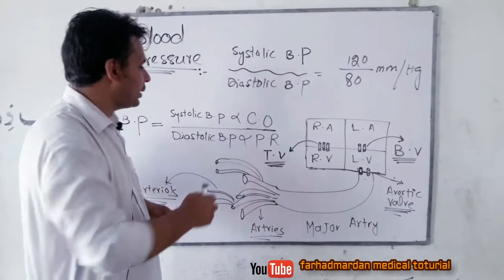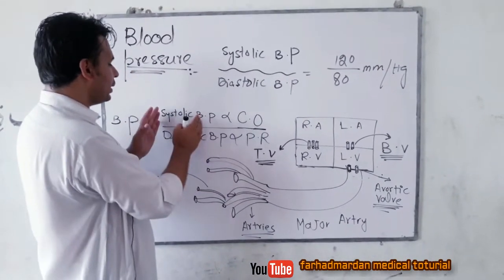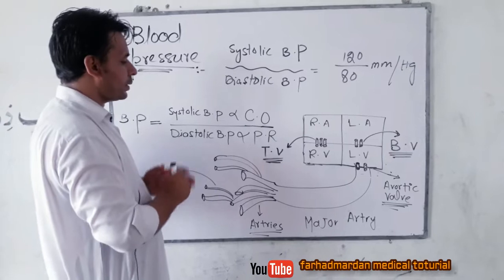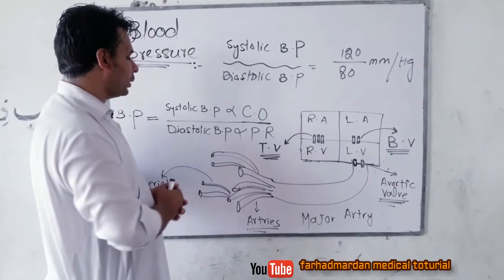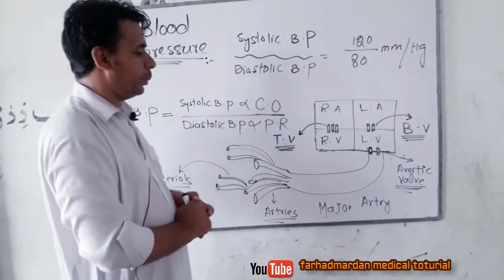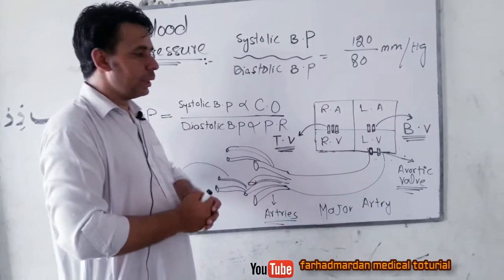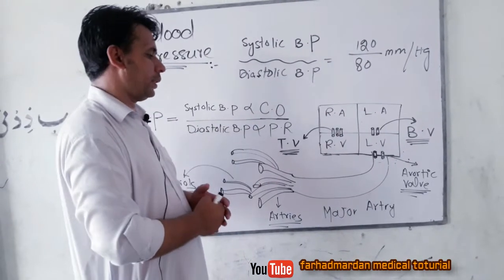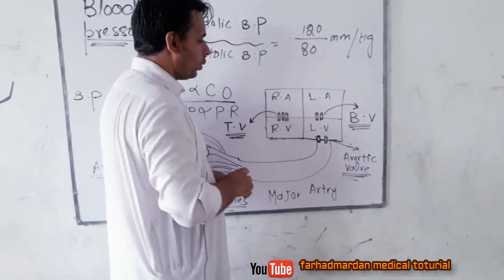Now the question is how, when cardiac output changes, it changes the systolic BP, and when the peripheral resistance is increasing, it changes the diastolic BP. Now I will explain this question from this general structure of your heart. Okay dear students, this is the general structure of your heart.